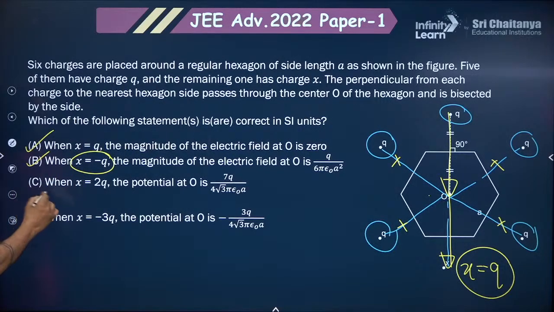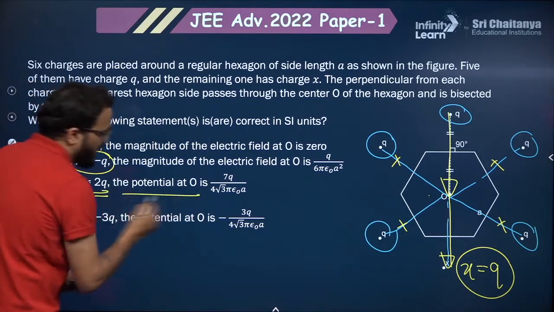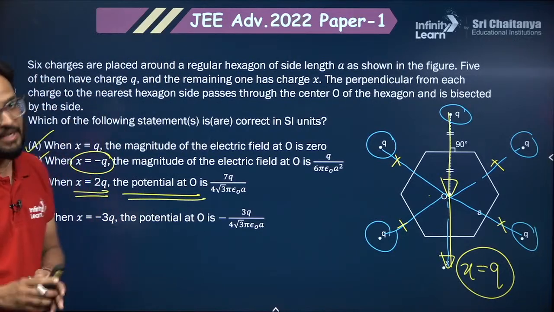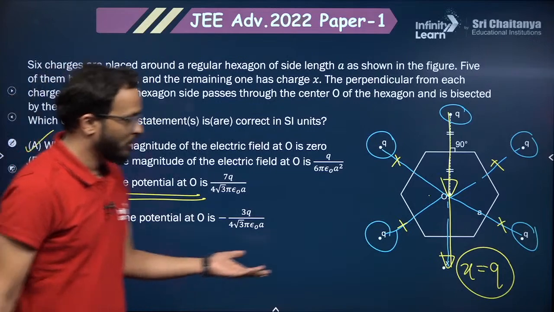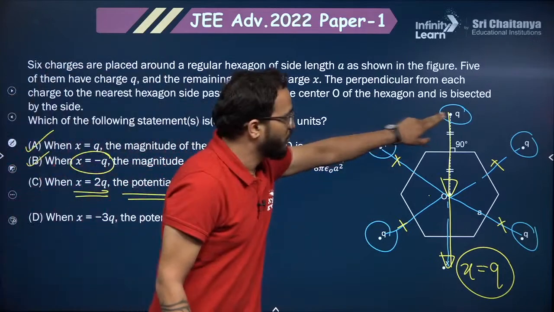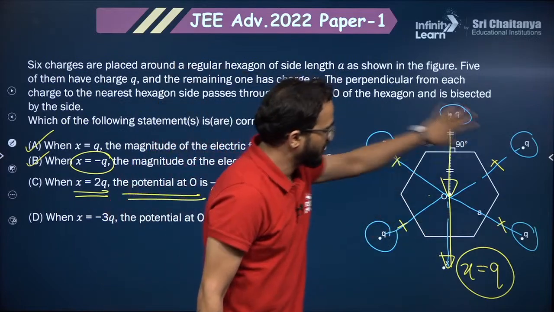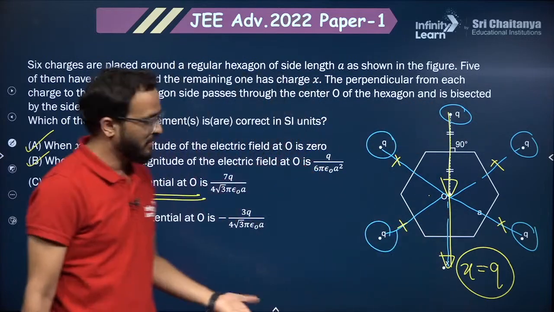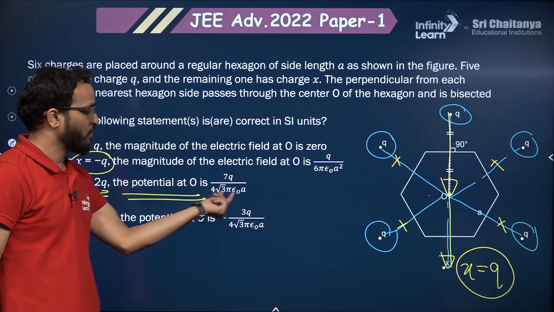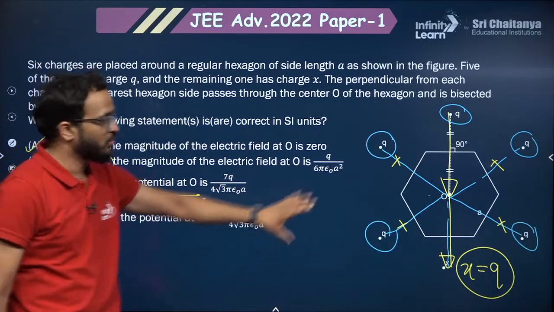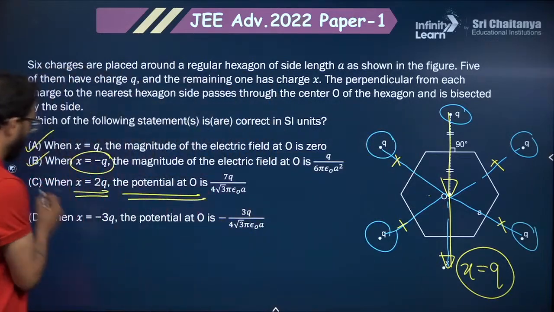Let's go for C. When X is 2Q, the potential at O, see, potential depends on the total sum of the charges because all are positive here. So Q, 2Q, 3Q plus Q plus Q. So this is 5Q plus 2Q, 7Q. So 7Q upon 4 pi epsilon naught into distance. Distance is root 3A only. So I guess this option is also correct.